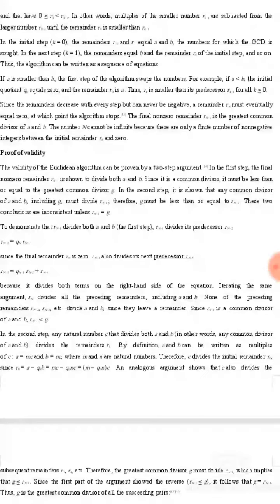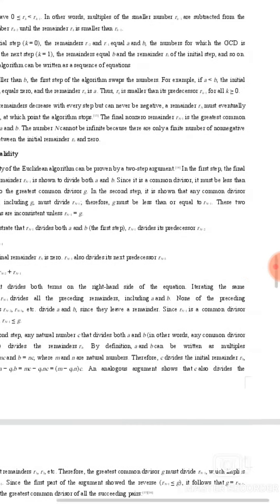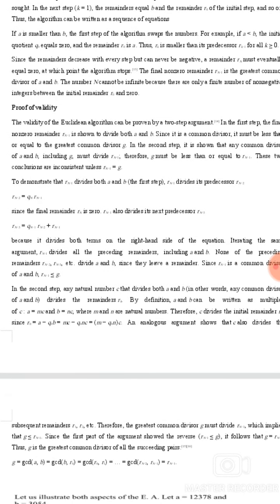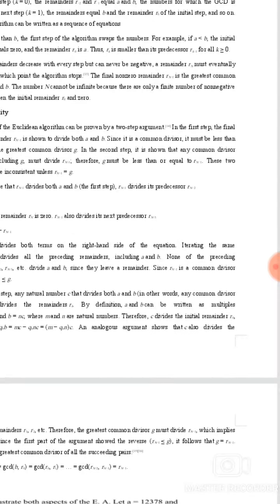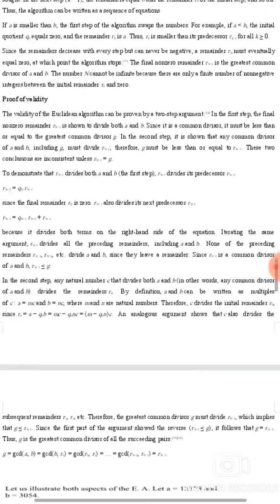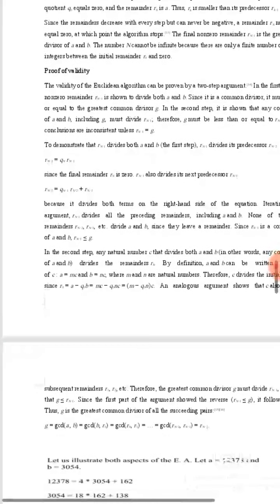Proof of validity. The validity of the Euclidean algorithm can be proved by a two-step argument. In the first step, the final non-zero remainder is shown to divide both a and b. Since it is a common divisor, it must be less than or equal to the greatest common divisor g. In the second step, it is shown that any common divisor of a and b, including g, must divide the final remainder. Therefore, g must be less than or equal to it. These two conclusions are inconsistent unless they are equal.